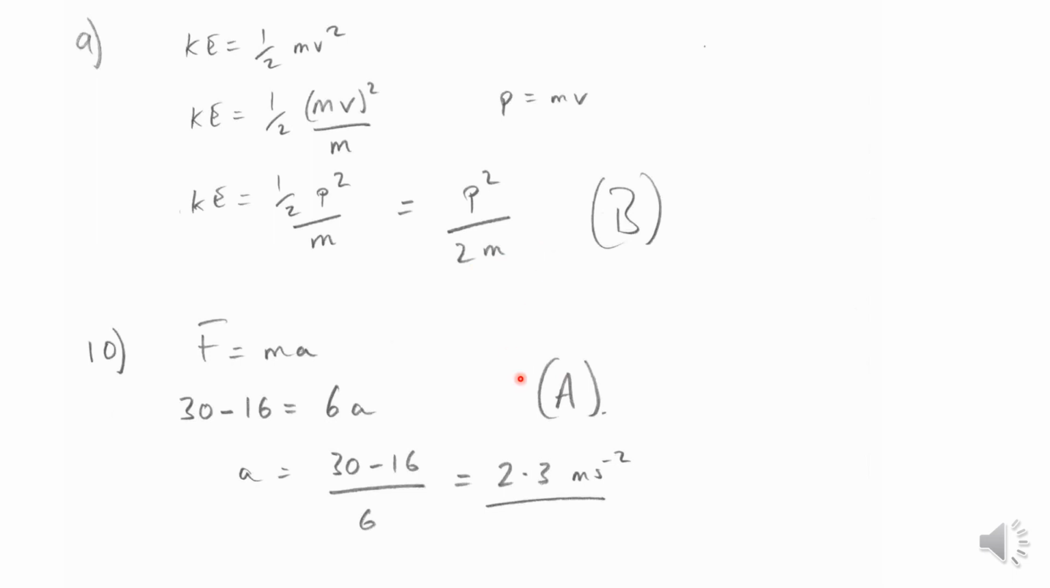And the last multiple choice question, number 10, is probably the easiest one of the lot. The resultant force is going to be 30 take away 16, which is 14 newtons. The mass is 6, so using F equals ma, 14 divided by 6 is 2.3 meters per second squared, which is answer A.